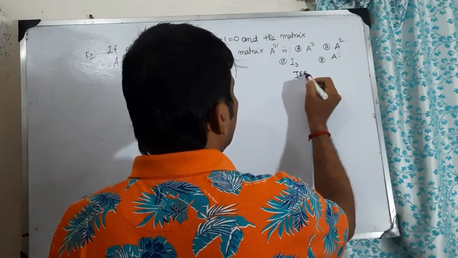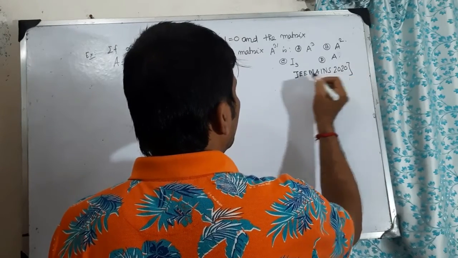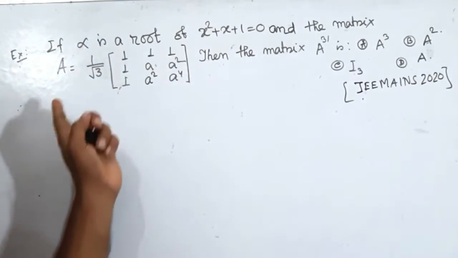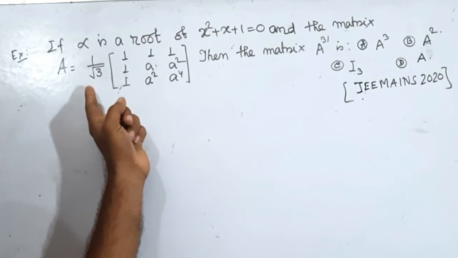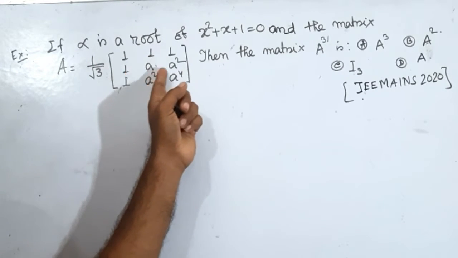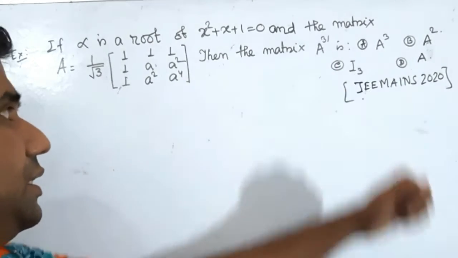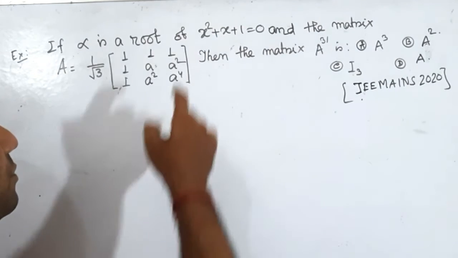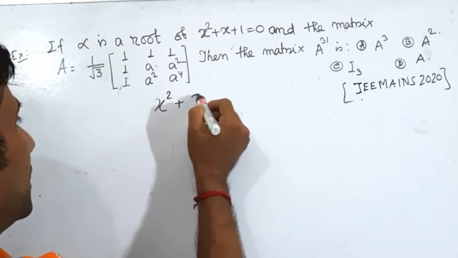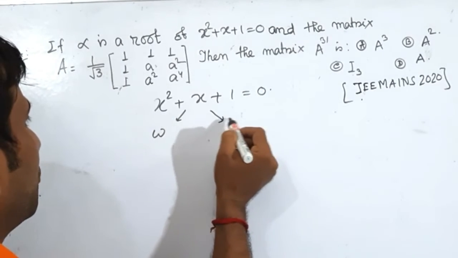JEE Main. If alpha is a root of x square plus x plus 1 is equal to 0, then the matrix A is 1 by root 3 times [1 1 1; 1 alpha 1 square 1 alpha 4]. Then the matrix A to the power 31 is: A cube, A square, I3 or A. So what we know from this equation, x square plus x plus 1 is equal to 0, its roots are omega and omega square.